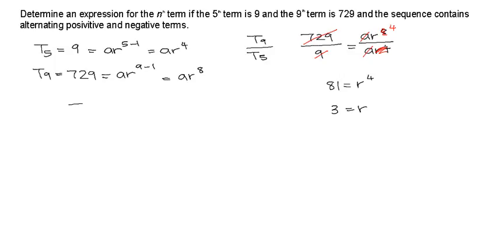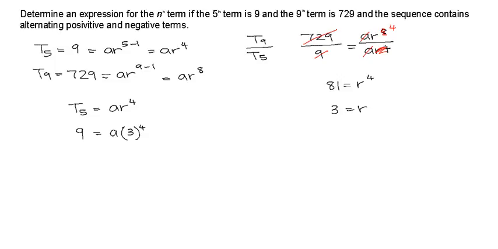Okay, so T5 we know is equal to ar to the power of 4. We don't know what a is, so we'll leave it as is. But we know that the ratio is going to be 3, and that needs to be to the power of 4. But what is the value of T5? It is 9. So we're going to check that on the left-hand side.